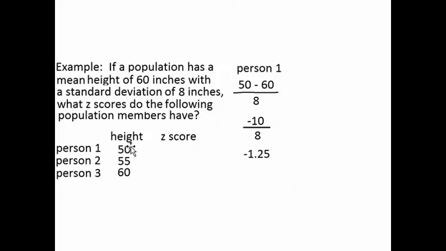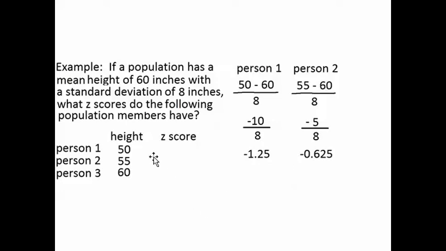All three of these people are coming from the same population. So this person who's 55 inches tall also comes from this population with a mean height of 60 and standard deviation of 8. So to get this person's z-score, we're going to subtract the same mean of 60 and divide by the same standard deviation of 8. So 55 minus 60 is negative 5 on top, and negative 5 divided by 8 is negative 0.625. This is the z-score of person 2.